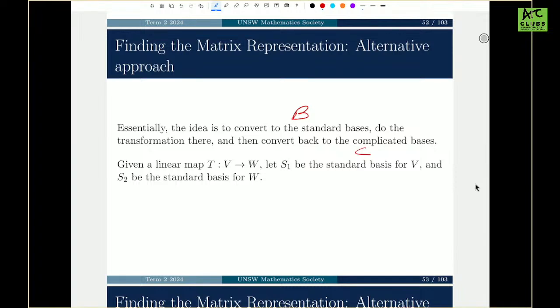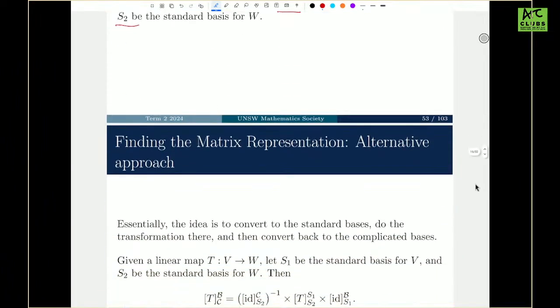Okay, so we've got a map here. S1 is the standard basis for V, S2 is the standard basis for W.